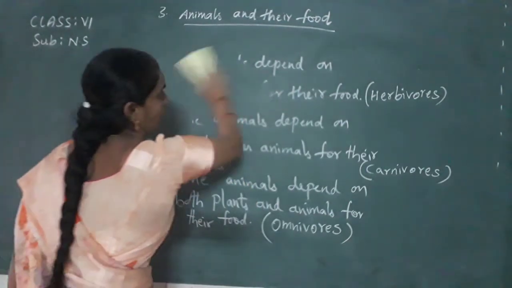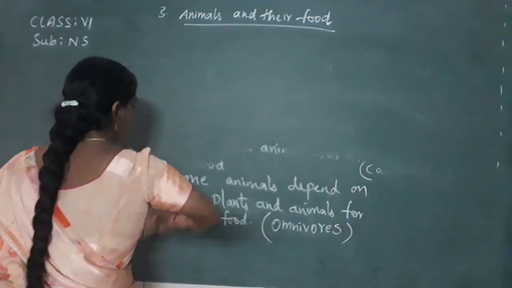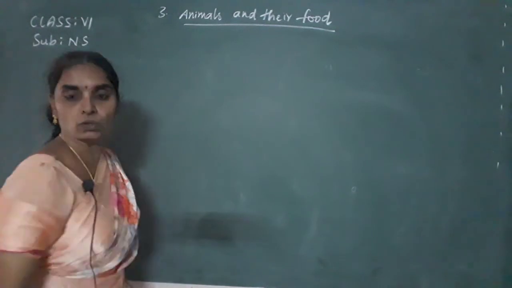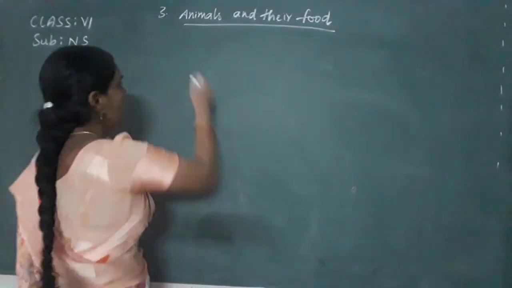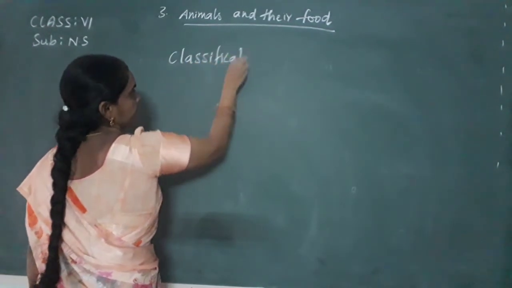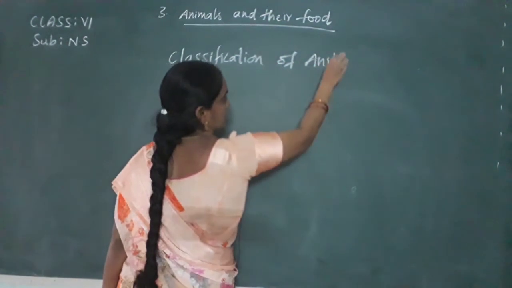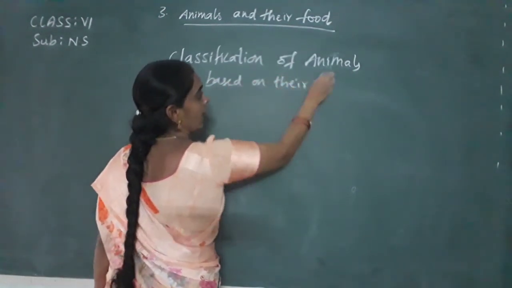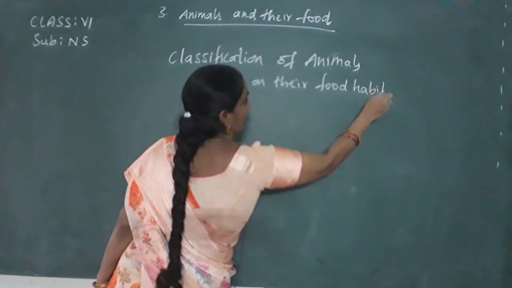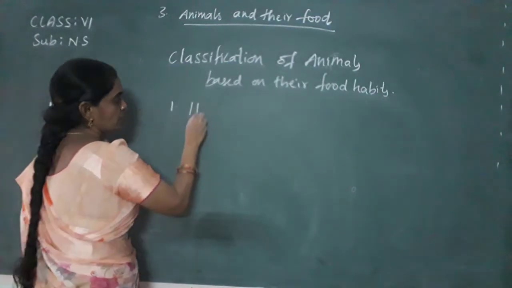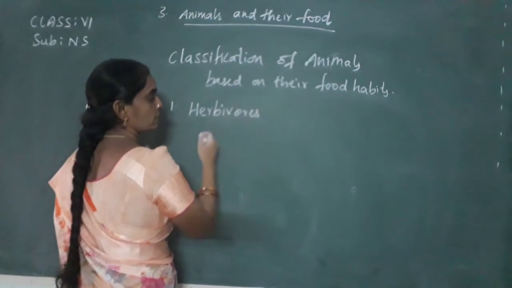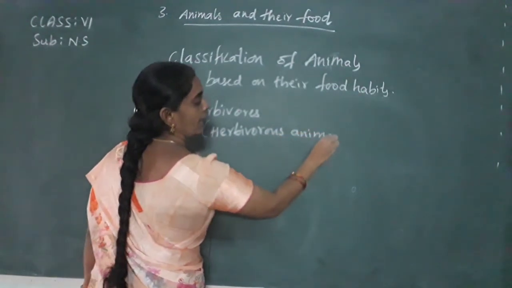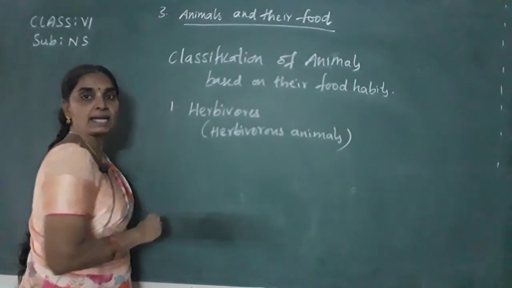Now write down the classification of animals based on food habits. The classification of animals based on their food habits is herbivores, carnivores and omnivores. How are the animals classified? First one, they are classified as herbivores. Herbivores in the sense they are herbivorous animals. That is, they depend on only plants for their food.